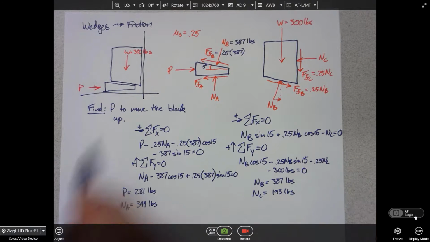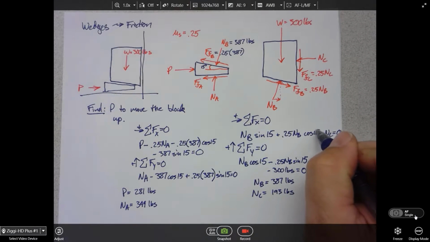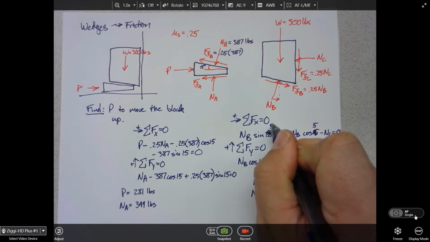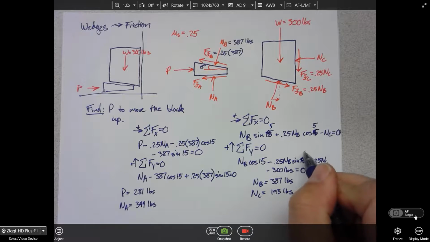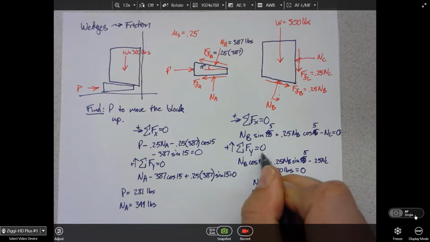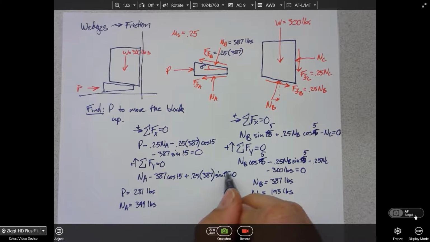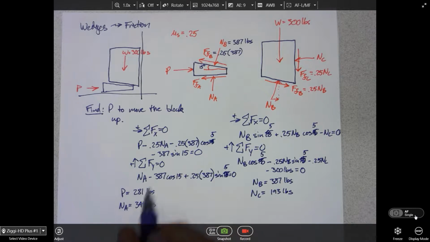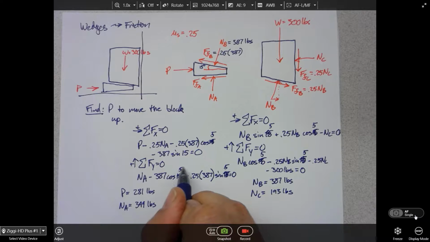So let's go back through. The equations all stay the same. We're just going to change them and say 5 degrees instead of 15. Okay? Can you go back through? Hopefully it's still in your calculator. You can just modify stuff. Got to go all the way back to the beginning and say that it's 5.